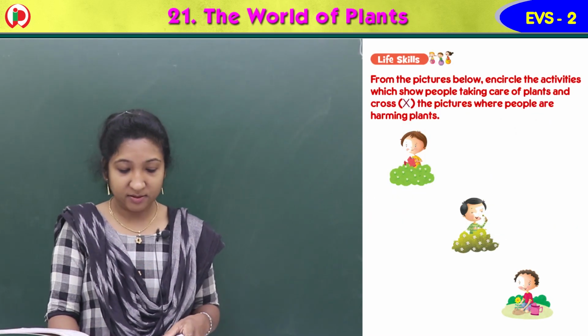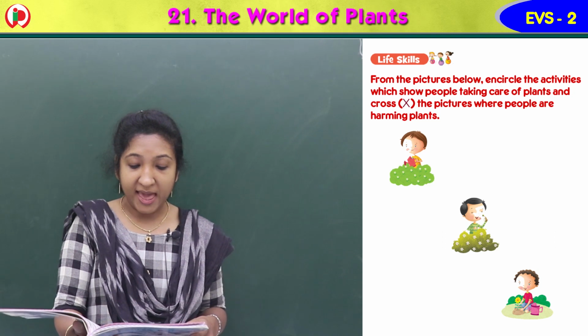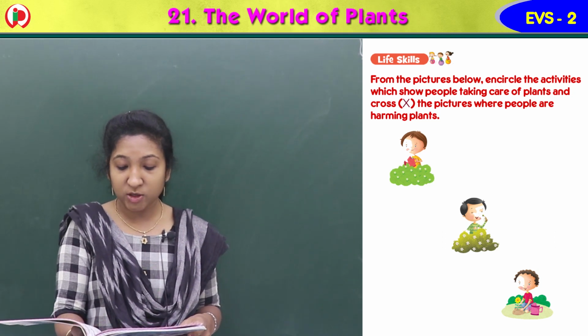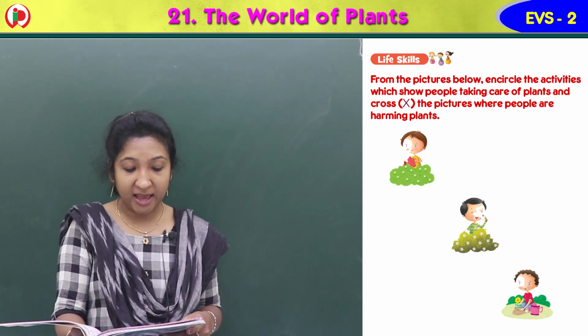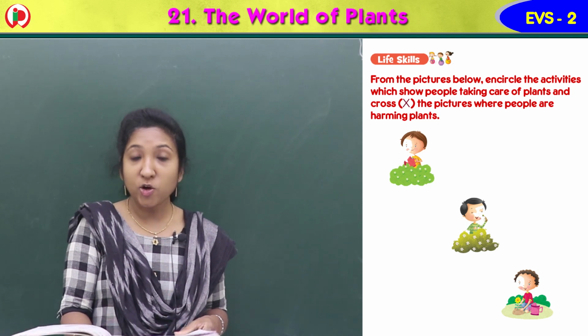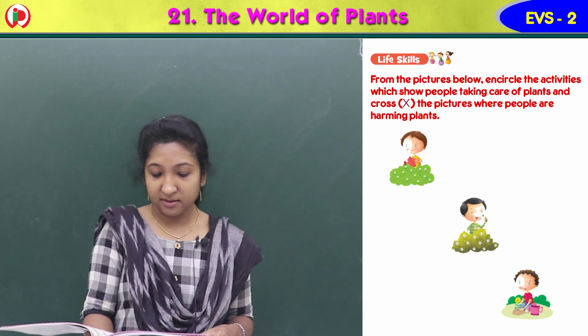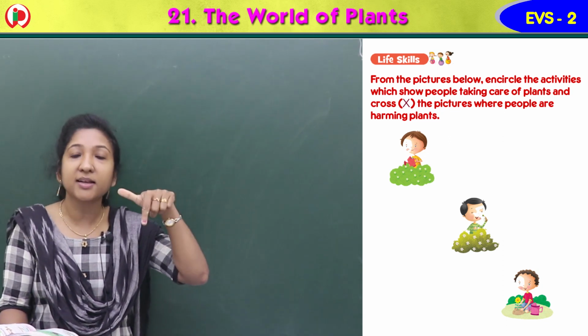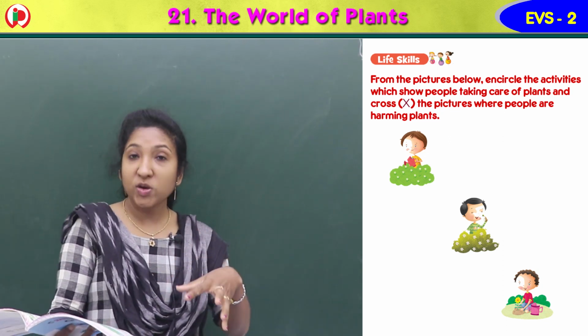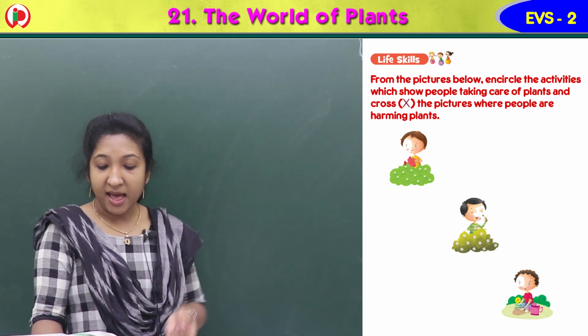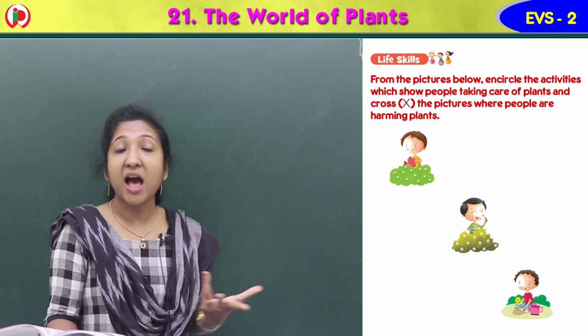Life skills. Okay, from the pictures below, encircle the activities which show people taking care of plants and cross the pictures where people are harming plants. Encircle means drawing a circle around the image where you can see people are taking care, and cross the pictures where people are harming plants.